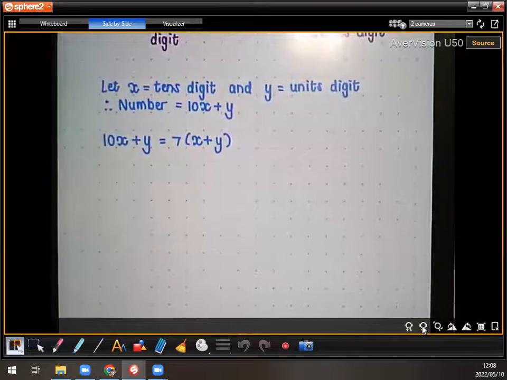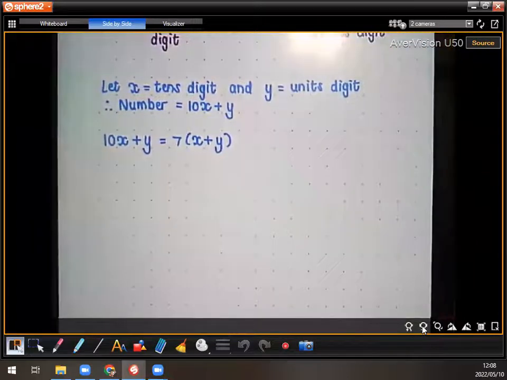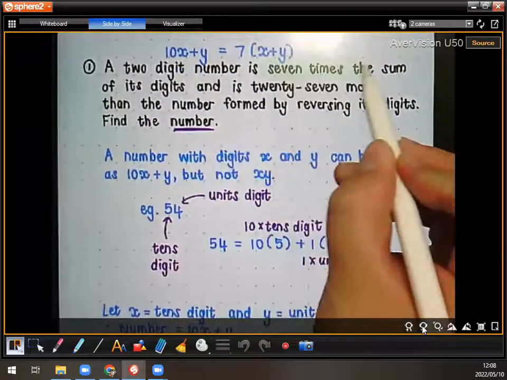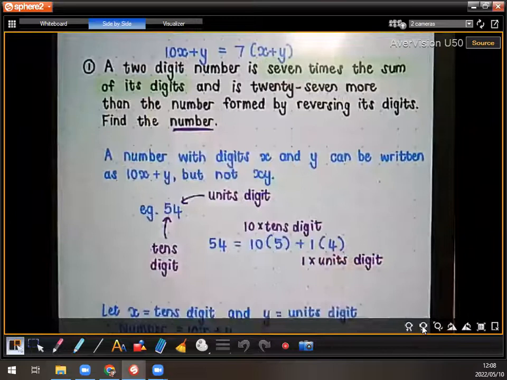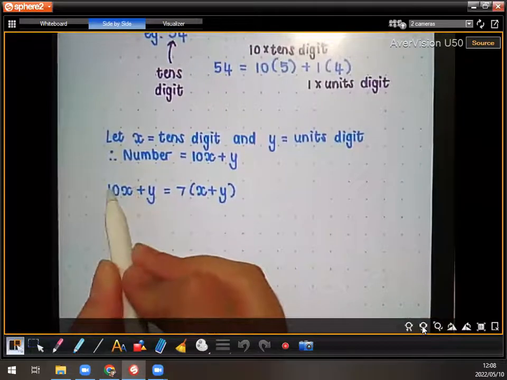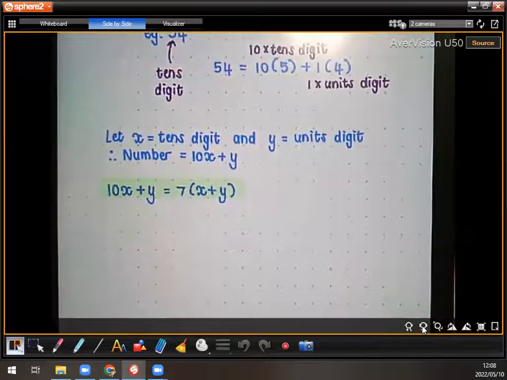Maybe if you want to, you can highlight that sentence, and then highlight this equation in the same color. So it's saying here, 7 times the sum of its digits. That part of the sentence is giving us this equation. But if we're solving for 2 variables, we need 2 equations. I have x and y, so I can't solve 2 variables with just 1 equation. So we definitely are going to have to set up a second equation.